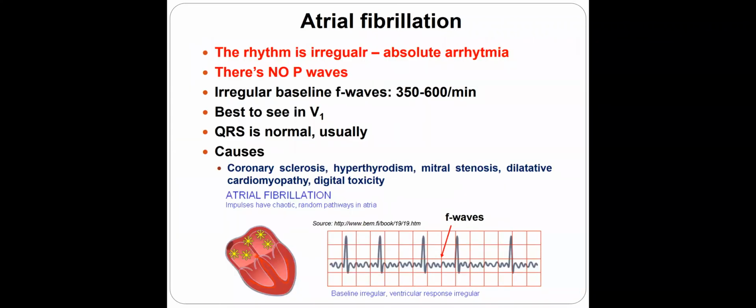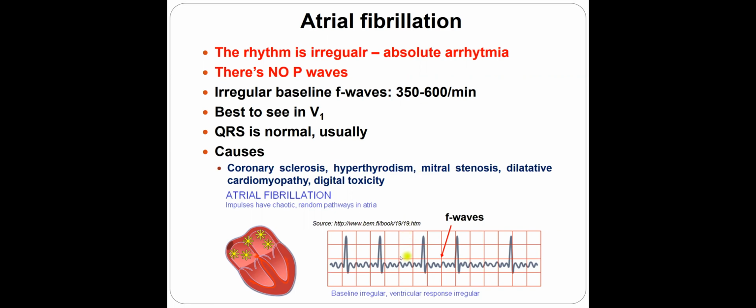Now let's see atrial fibrillation. That's completely irregular, an absolute arrhythmia, and there is no P wave. The atrium has multiple impulse formation centers and chaotic impulse formation. The atrium is shivering. There's no way that mechanical contraction can occur, and the rate of this electrical impulse in the atrium ranges from 300 to 600 per minute. Very, very fast.